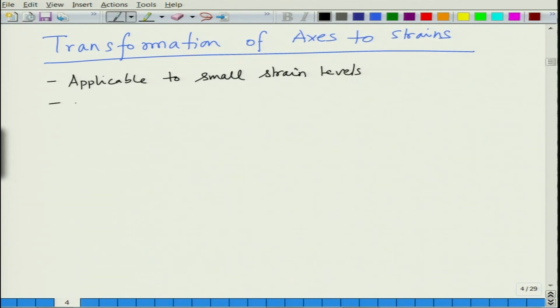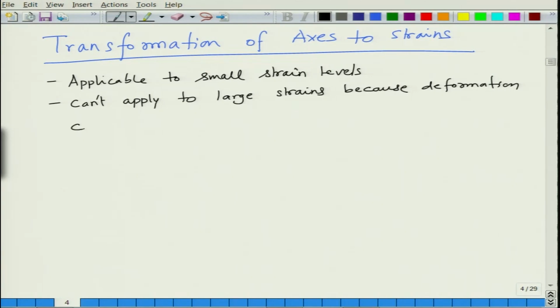We can't apply this to large strains because of deformation causing changes. So, the cosines, the L values, they change as the deformation happens on a large scale, because the materials are mostly polycrystalline. So, as a result, the grains deform, they reorient themselves along certain different directions.